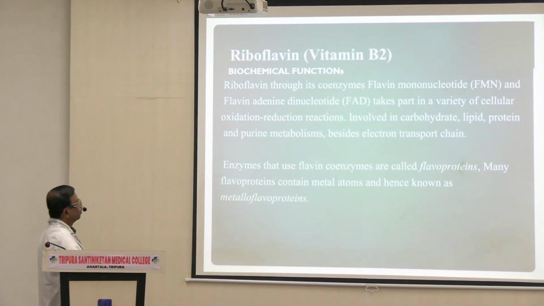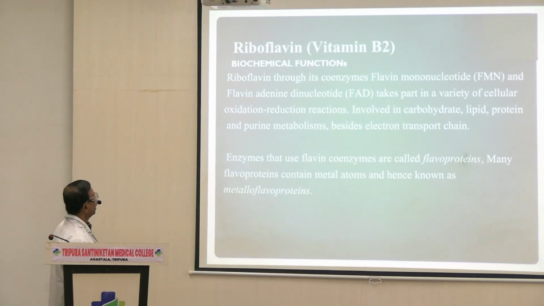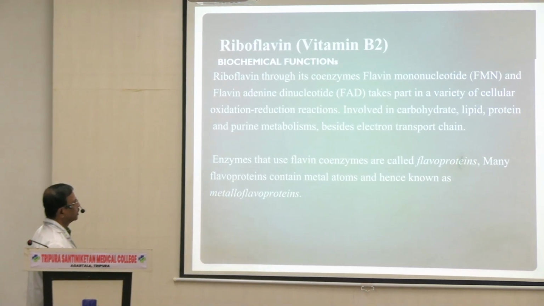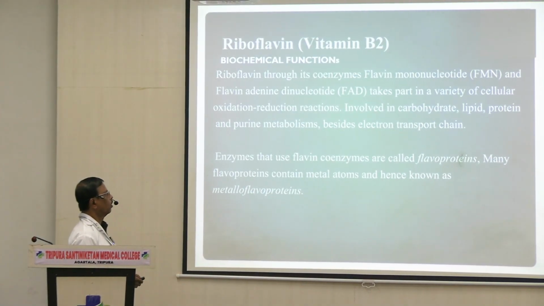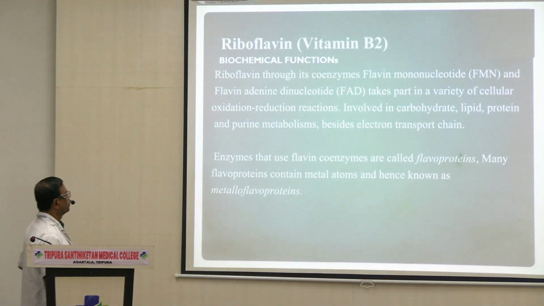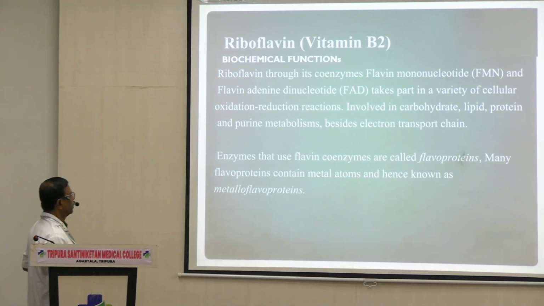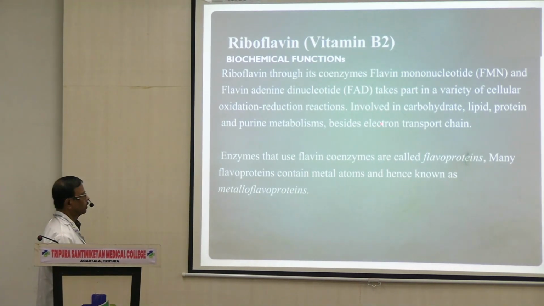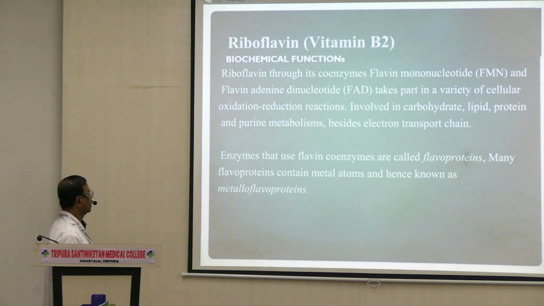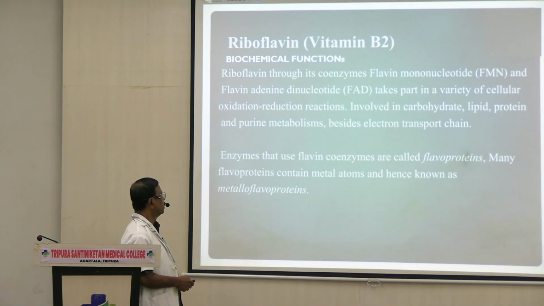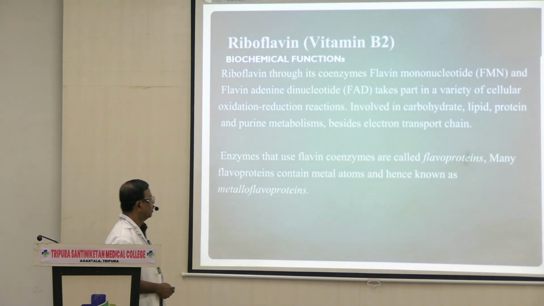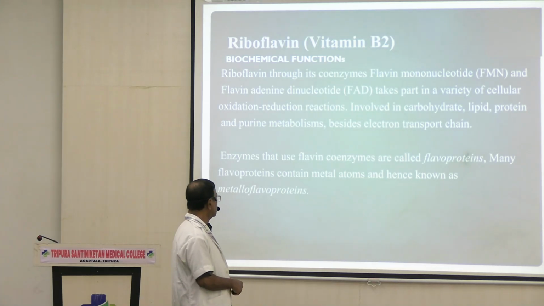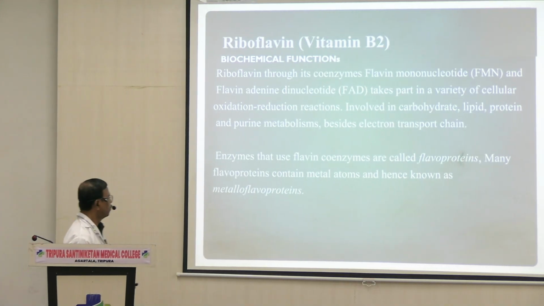Biochemical function: flavin, through its coenzymes flavin mononucleotide and flavin adenine dinucleotide, takes part in a variety of cellular oxidation reduction reactions involved in carbohydrate, lipid, protein and purine metabolism. Besides that, it also takes part in the electron transport chain. Enzymes that use flavin coenzymes are called flavoproteins. Many flavoproteins contain metal ions and hence are known as metalloflavoproteins.